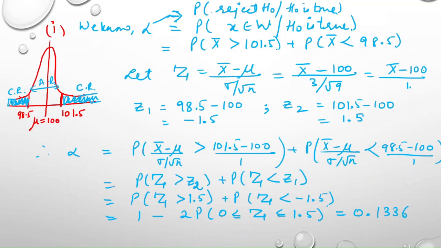So you can find out the value from 0 to 1.5. The value is coming out to be 0.4332. So after calculations, we are getting the alpha error as 0.1336. Now next we have to find out the beta error, in which the true mean heat evolved is 103. That means we know that beta error, what is beta error?